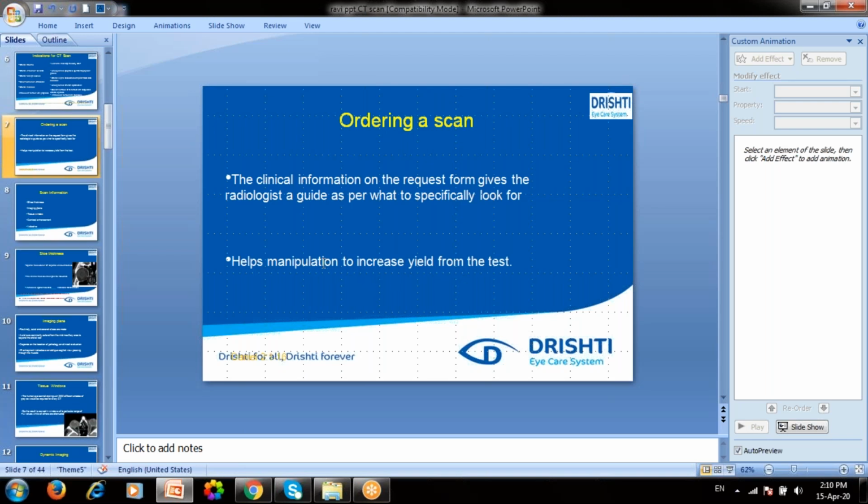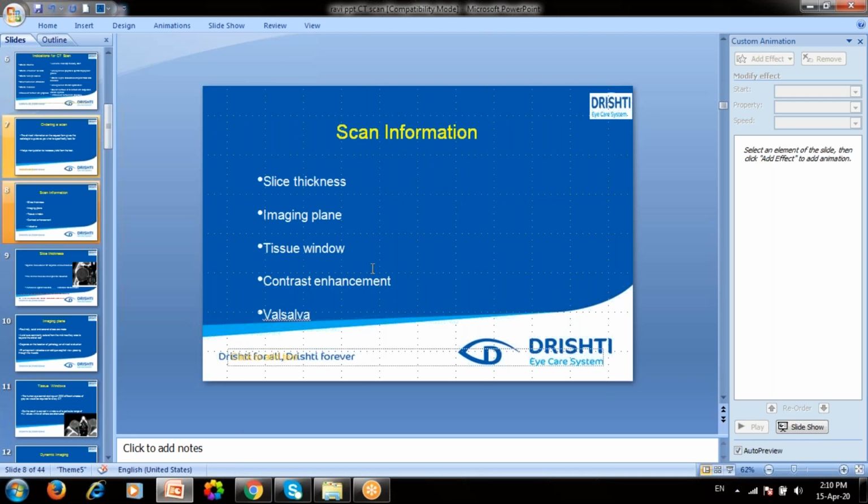It helps in the evaluation. Sometimes your clinical diagnosis doesn't match with another ophthalmologist or practitioner who has already examined the patient. In those cases, ordering a CT scan can be beneficial. So, scan information. These are the basic things we need to understand about the scan: slice thickness, imaging plan.